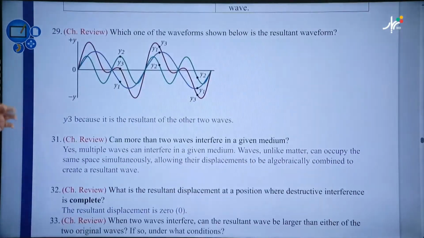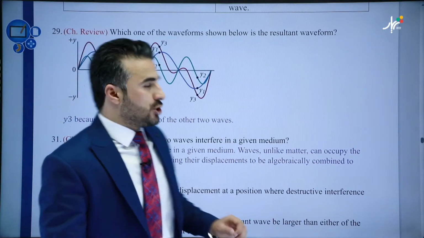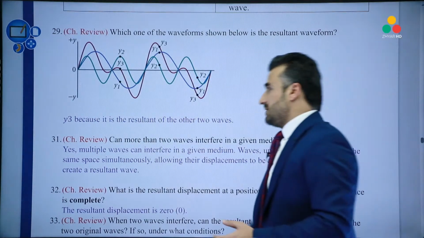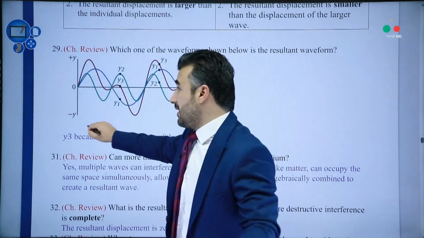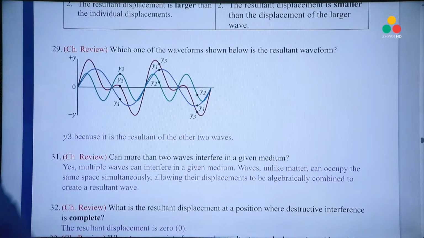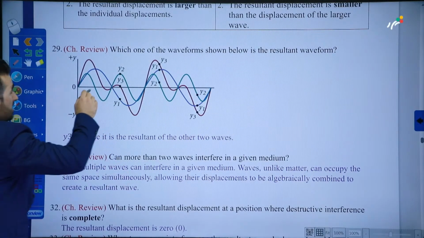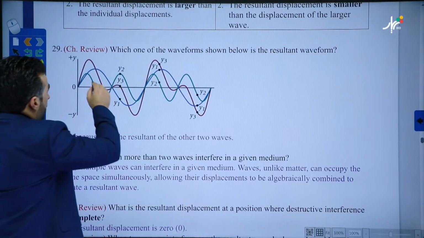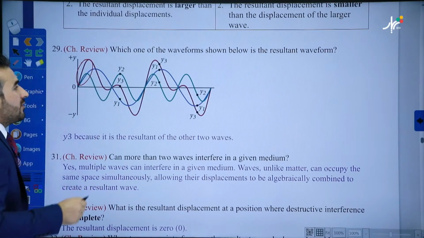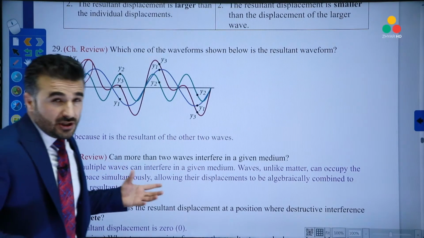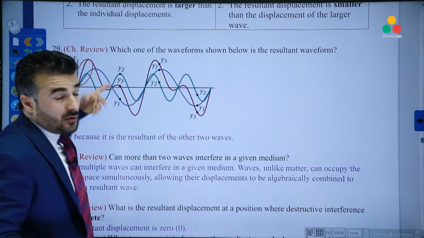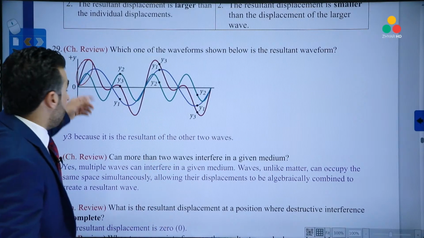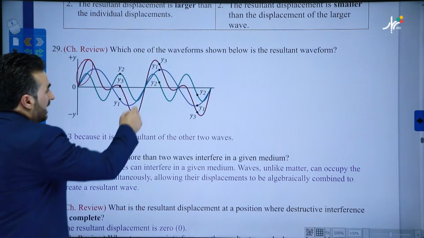Okay, now we have another question here. It says, which of the following waves shown is the resultant waveform? So take a look here. This one is very simple to tell, but in order to do this correctly, here's what you need to know. Take a look at those places where all the waves are on the same side. For example, at this point here, you can see that all these waves are on the same side of the equilibrium. Why? Because we want to know which one is going to be the resultant, or the combination, of the other two waves.